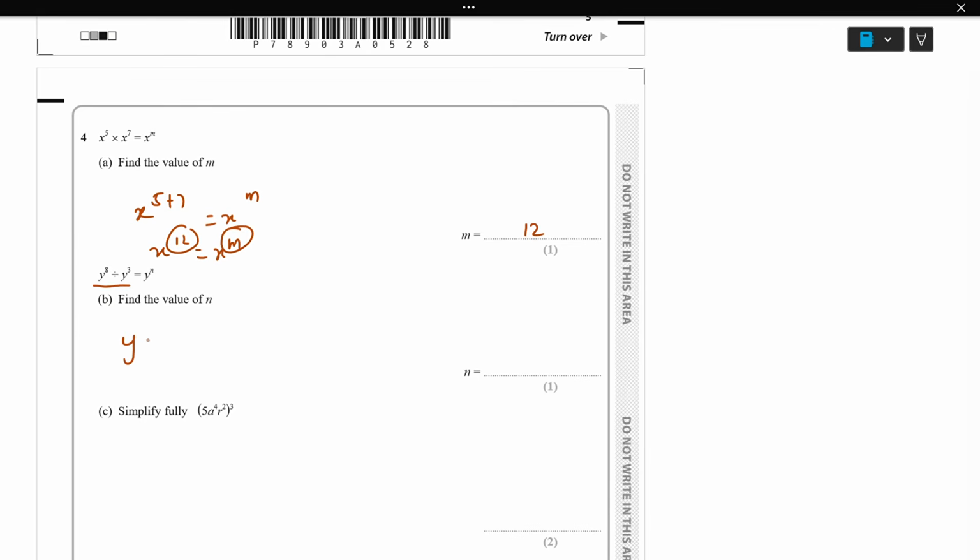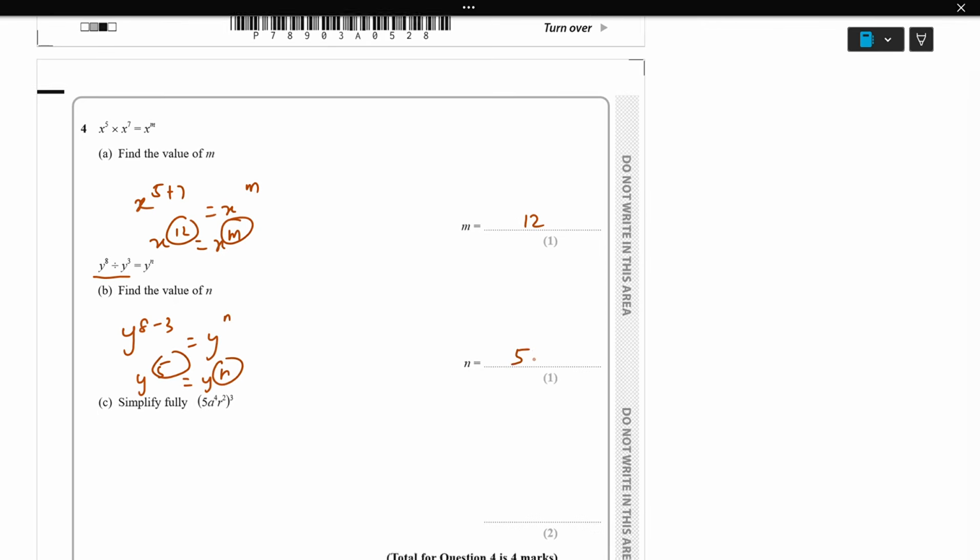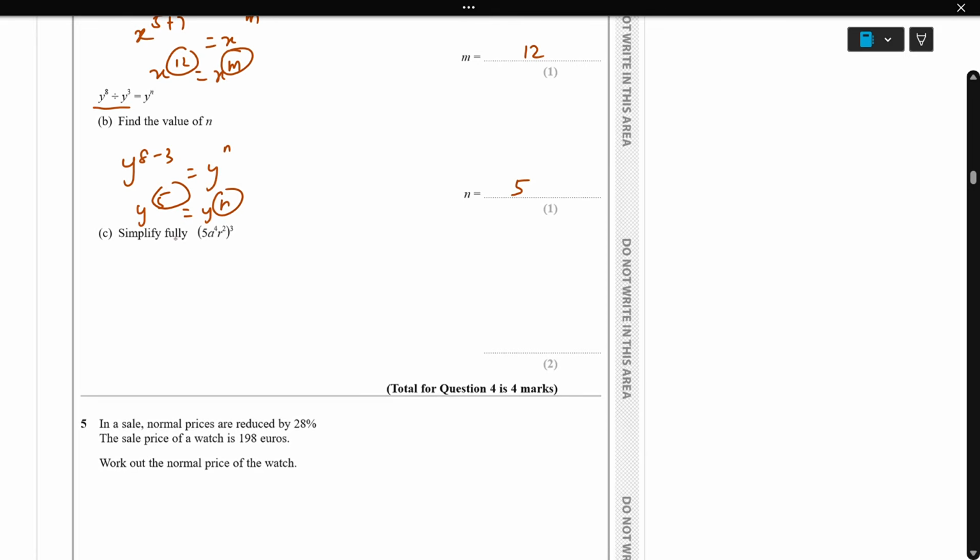Next, when we divide, we have to subtract the exponents. So y power 8 minus 3 equals y power n. So y power 5 equals y power n, which means n equals 5. So 5 is the answer here.